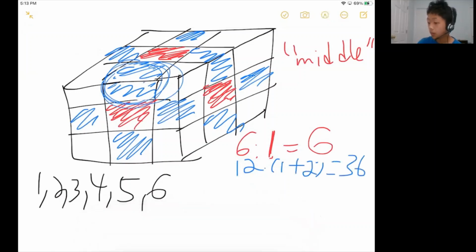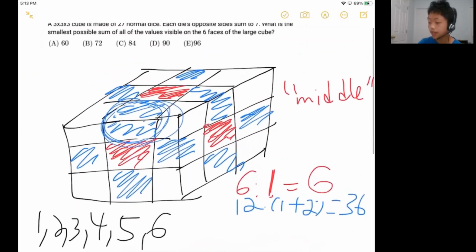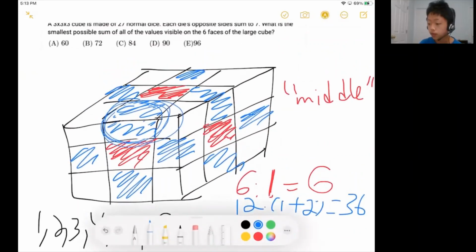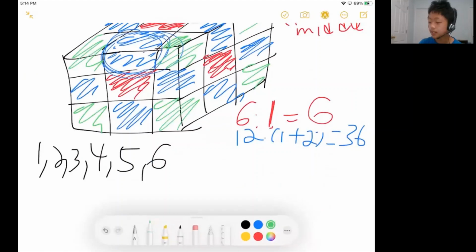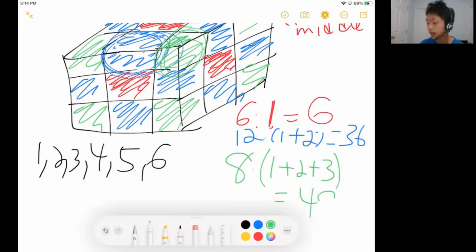And then there are 8 of these corner cubes, right? We can color them green, like these corner cubes here. If we want to minimize the sum on those corner cubes, we would want to place the numbers 1, 2, and 3 on them, to make the sum as small as possible. Because each corner cube, like this cube here, contributes 3 visible faces. So 8 times 1 plus 2 plus 3 would give 48.